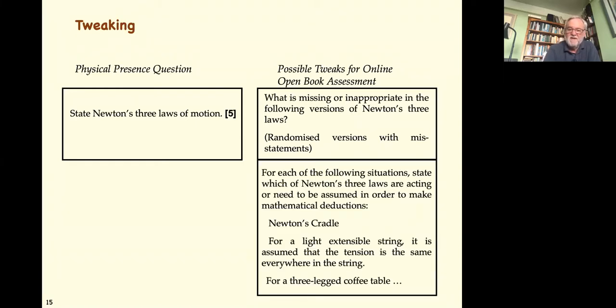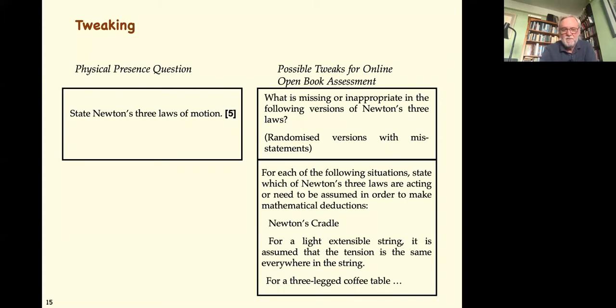Or another one here is, for each of the following situations, state which of Newton's 3 laws are acting or need to be assumed in order to make mathematical deductions or to make a coherent mathematical model, if you like. Newton's cradle, there's an assumption in there which is necessary in order to allow Newton's laws to tell you anything about a Newton's cradle, and so on. For a three-legged coffee table, you want to work out the forces on the three legs, or indeed for a four-legged coffee table, but thereby hangs a tail.